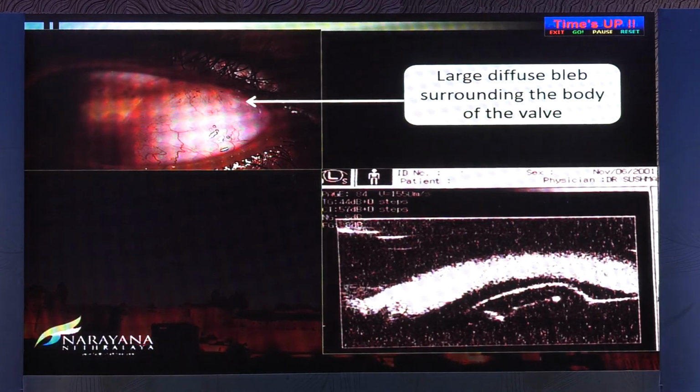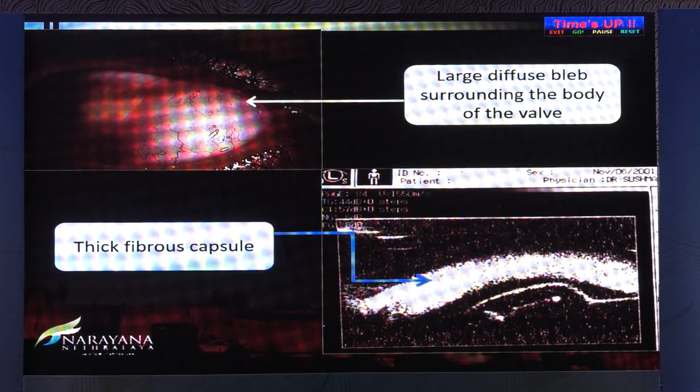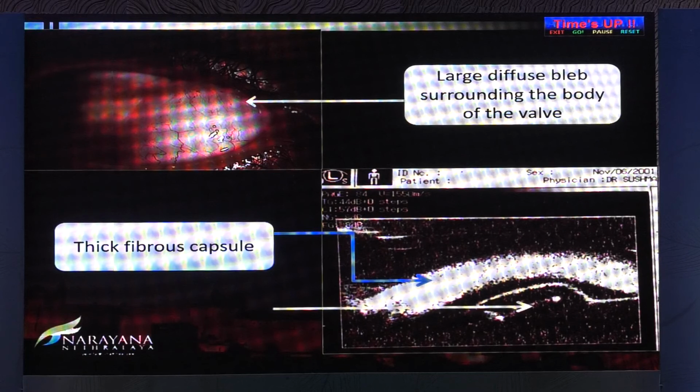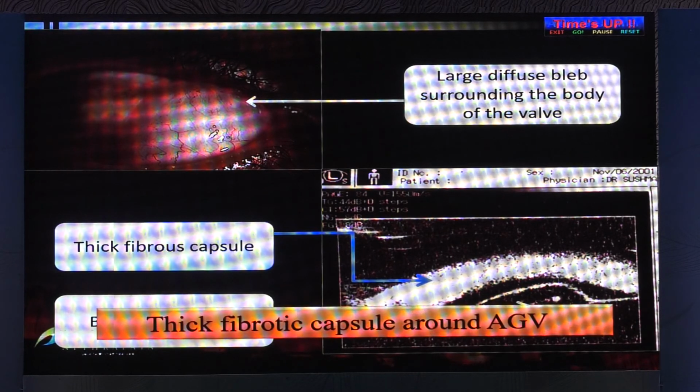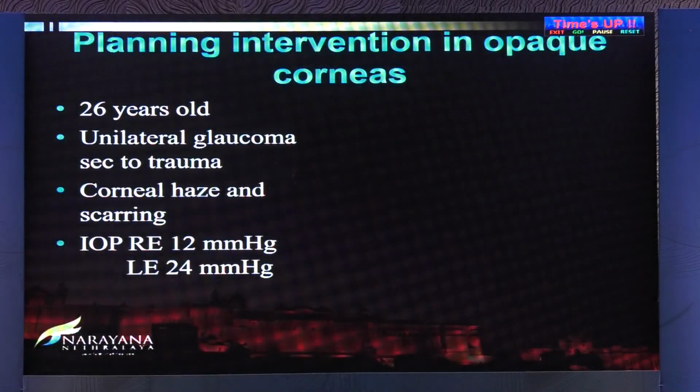Interestingly, we could do UBM over the bleb, like how you put a cup over the center of the cornea. We could ask the child to look in that direction, put a cup on the bleb, and get this UBM image to see that there was a thick fibrotic capsule around the valve body, and there was fluid around that between the fibrotic capsule and the body of the valve. So we could do a fibrous capsule excision and revive the same bleb. We did not have to change the valve, the same valve could function for this child, and he did well after. We have almost one year follow-up now post fibrotic capsule excision.